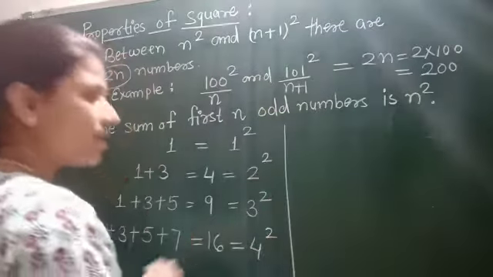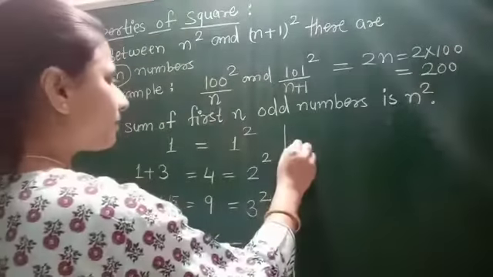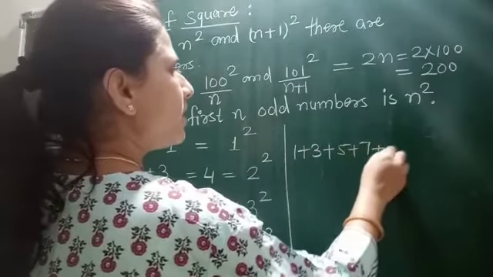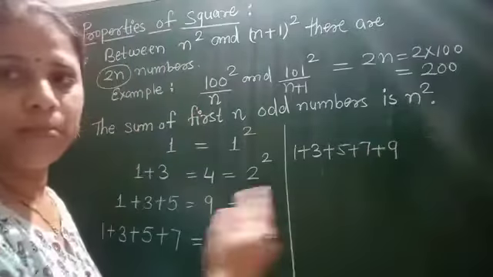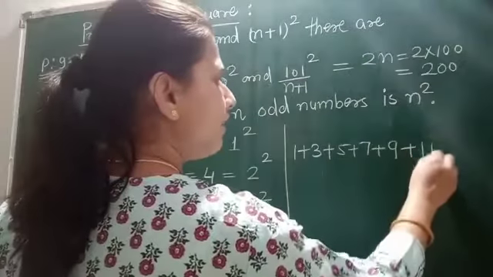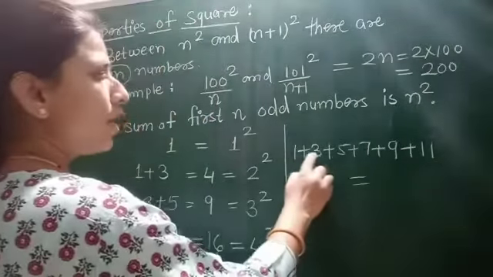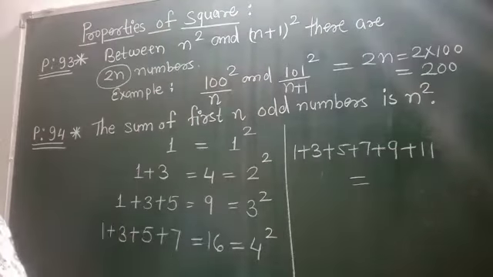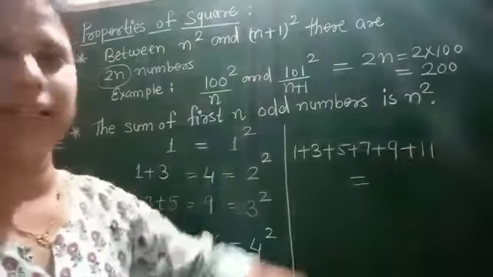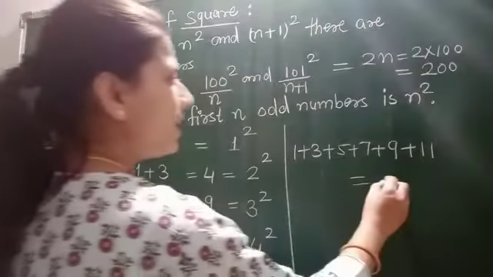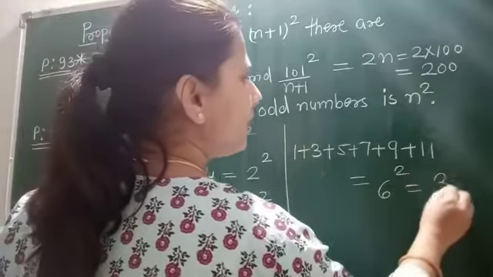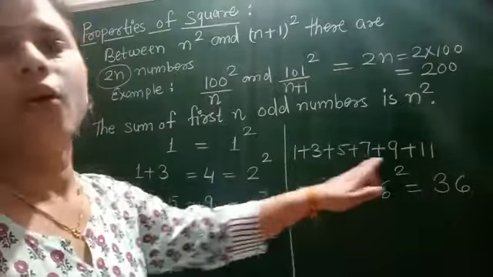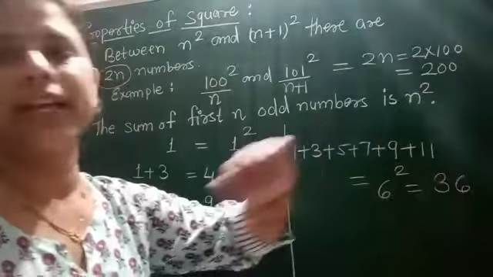For example, suppose we have to add 1 plus 3 plus 5 plus 7 plus, after 7 which odd number will come? 9 plus 11. As you can see here students, 1, 2, 3, 4, 5, 6, we are adding 6 odd numbers. So no need to add all these numbers. Directly we can write 6 square, and 6 square is 36. Now you can check your answer by adding all these numbers. Definitely you will get 36.